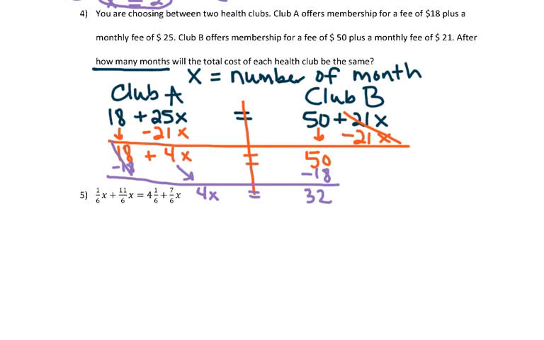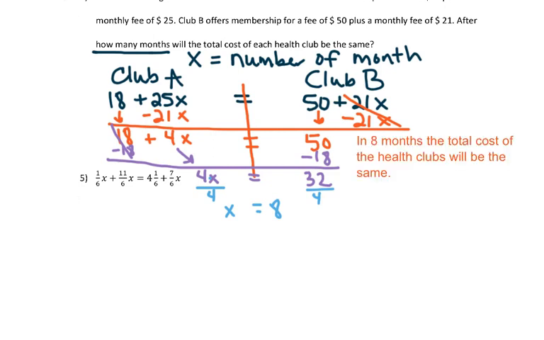The last step is to divide both sides by 4, because I'm multiplying by 4 here. So divide both sides by 4, and that leaves me with x equals 8. So this means that in 8 months, the total cost of each health club will be the same.